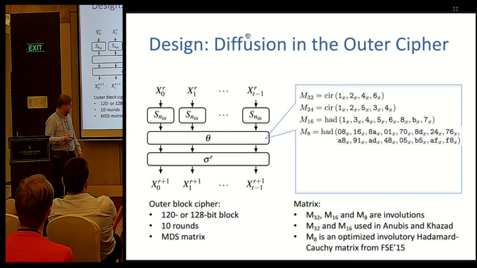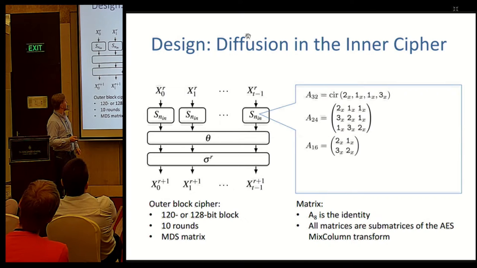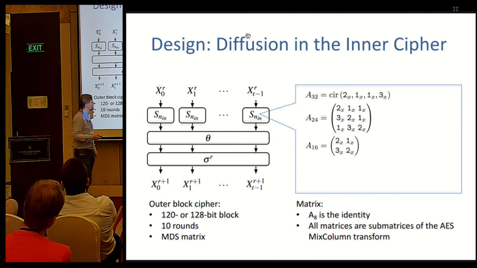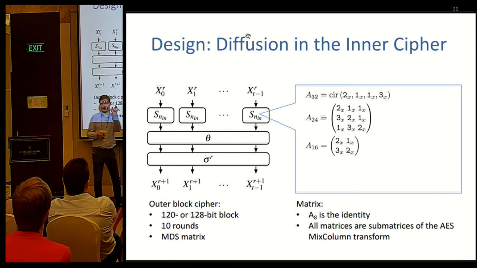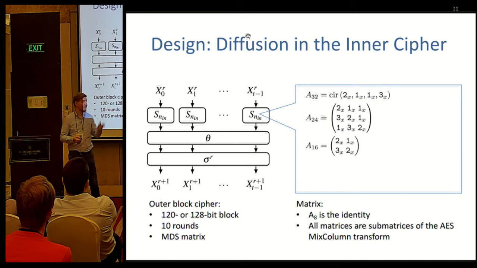Those are the matrices. Most of them are involutions for the outer cipher. And those are the diffusion matrices for the inner cipher. But yeah, the underlying S-box is obviously the AES S-box.